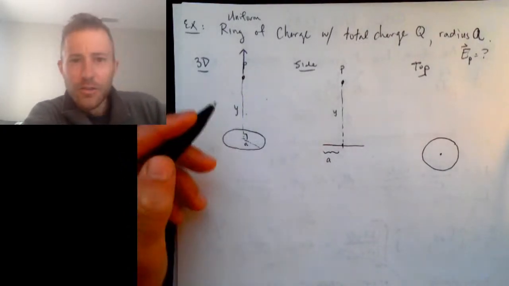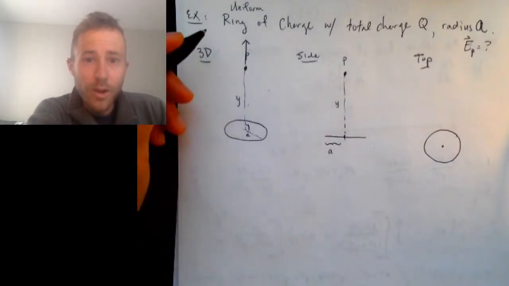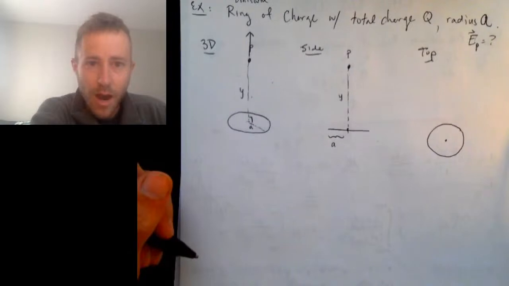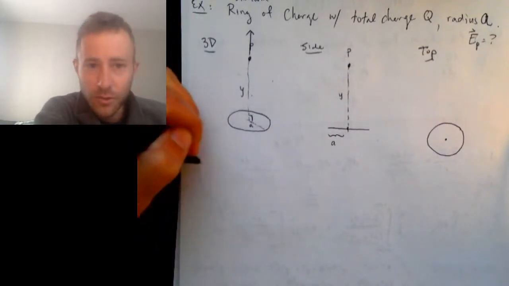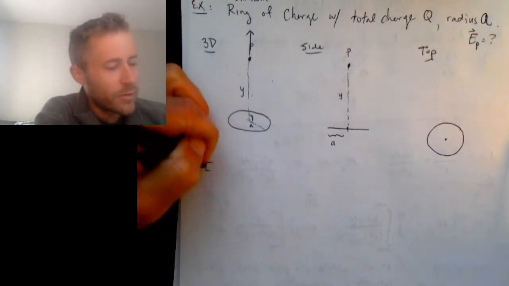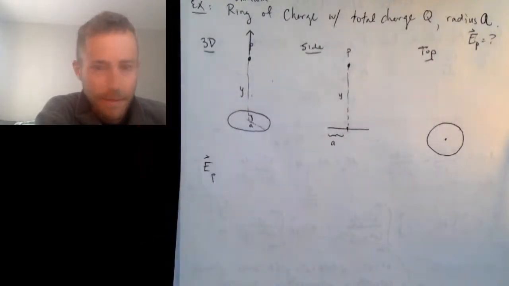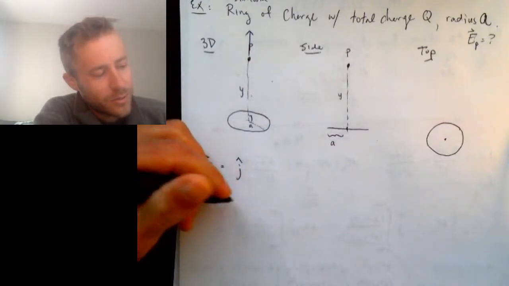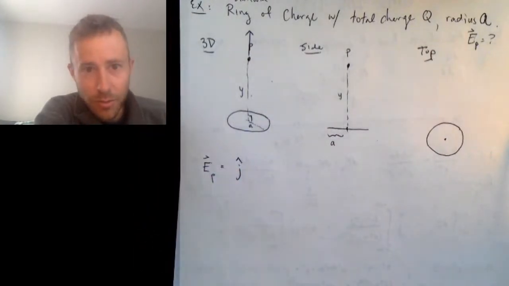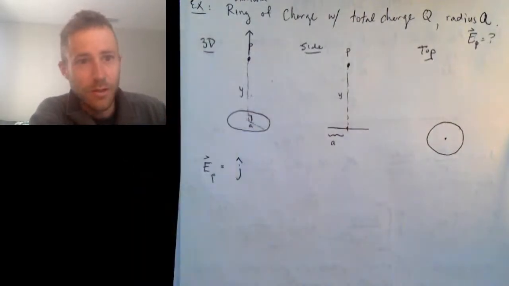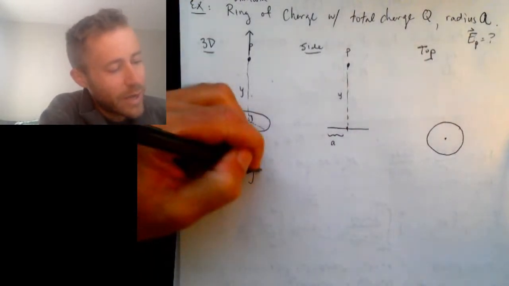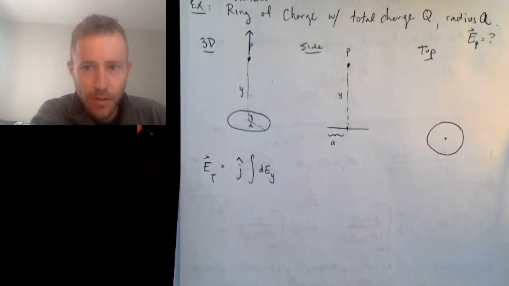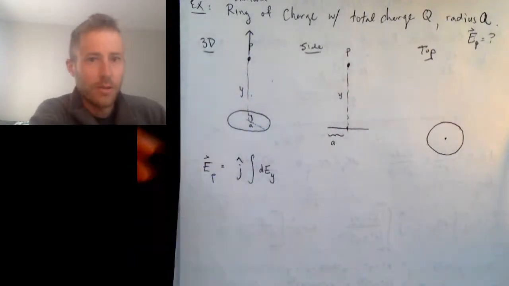So we know that the electric field is going to point in the y direction. Just like last time, the electric field at point P is going to be in the j direction, and because we know that it's going to eventually point in the y direction once we do the integral, we might as well only add up the y components of the electric fields. So that's what we're going to do.